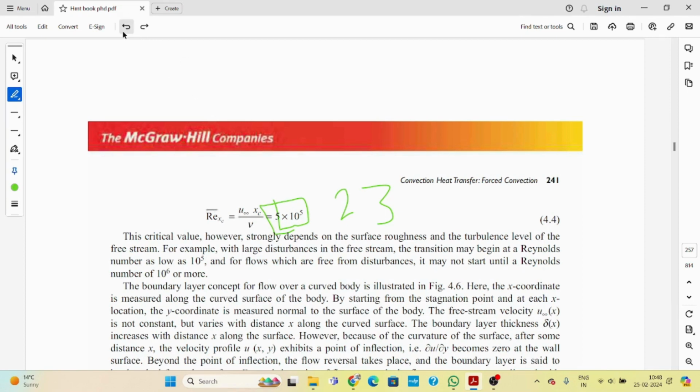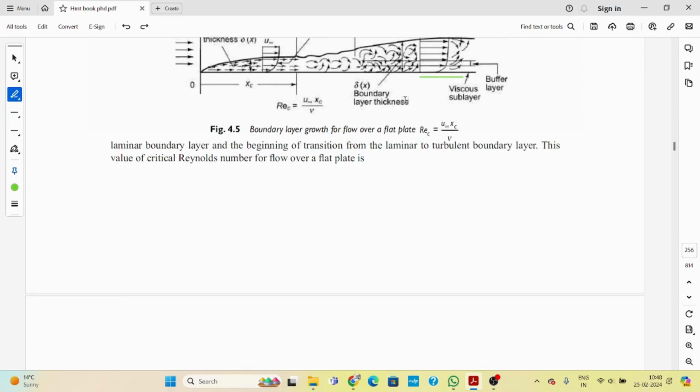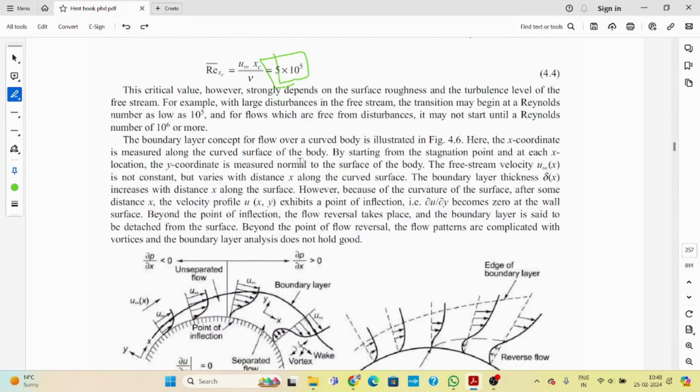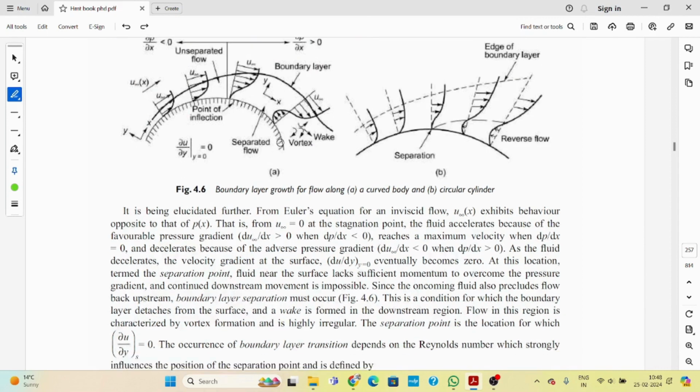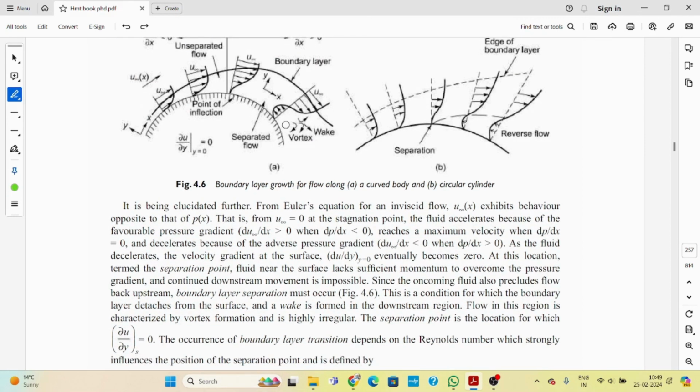And this Reynolds number is for flow over a flat plate. Then see a very different condition. Boundary layer growth along a curved path, as you can see, the boundary layer growth along the curved path. We go from boundary velocity, and the pattern changes.